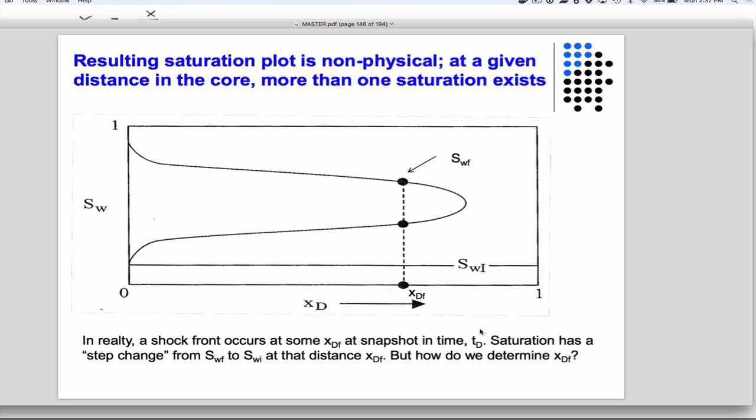Something's not right. We know there's a shock front. Over here, XDF is the dimensionless distance of the shock front. We know that should be a sharp discontinuity, but there's two values of saturation if you do what we just said. It's one at the top and one at the bottom. And so one of them is not physical. So let's see if there's something else we can look at.